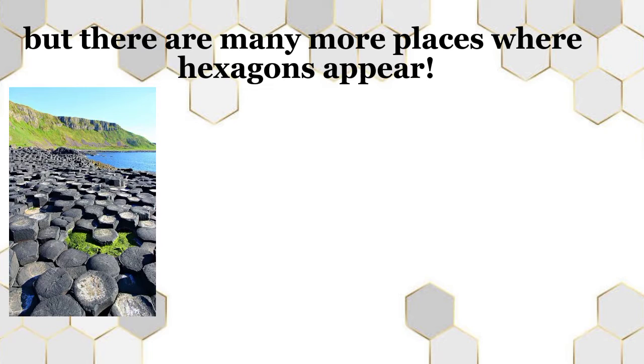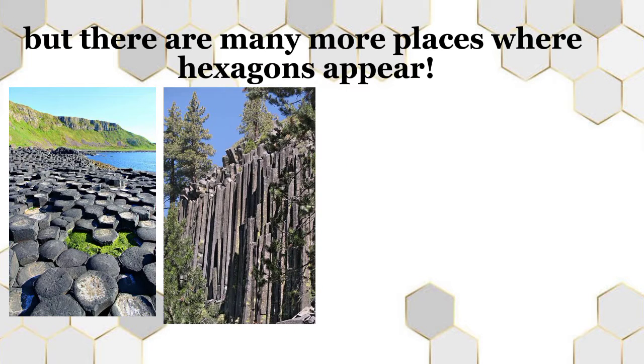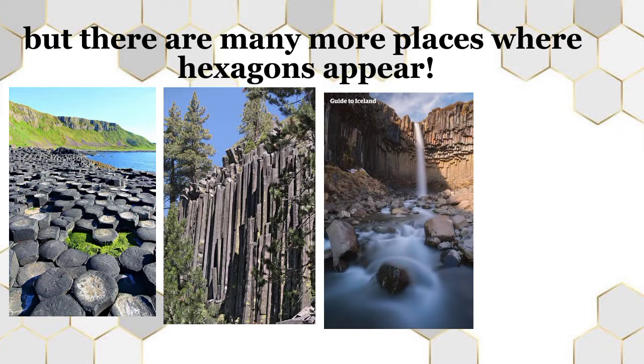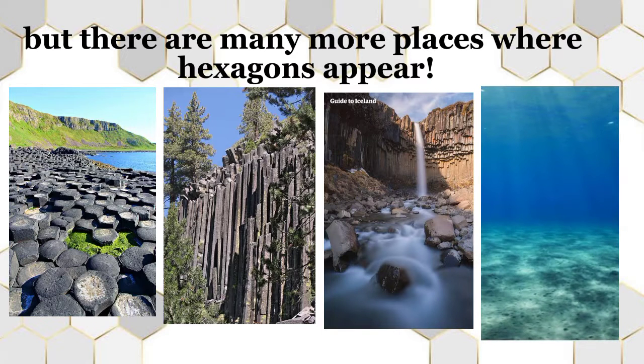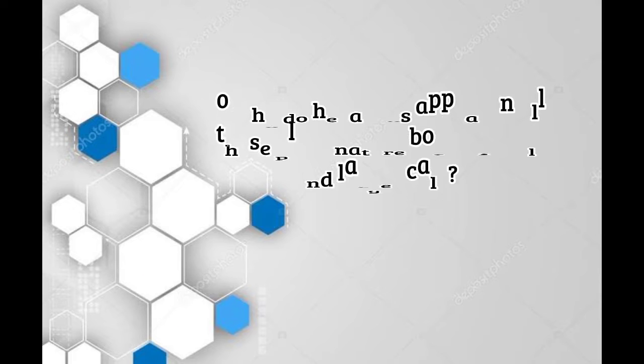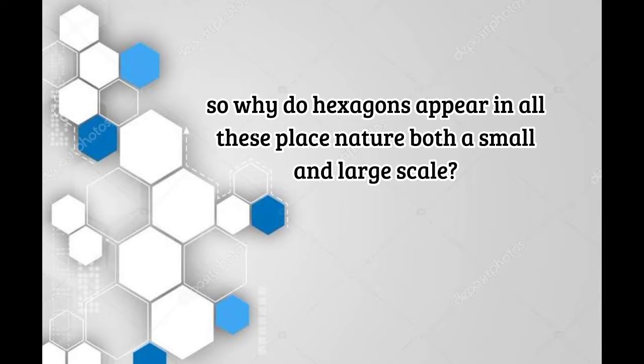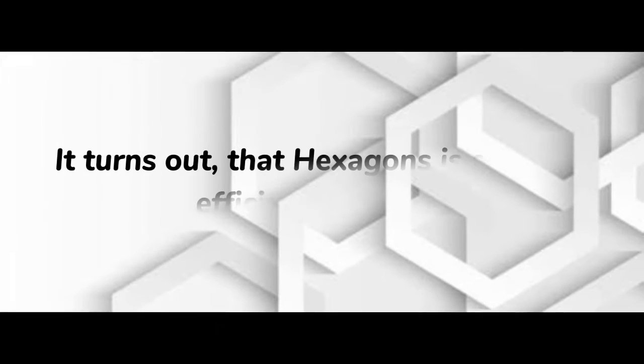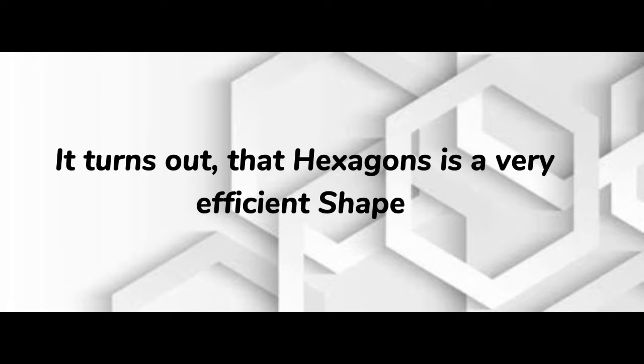Giant's Causeway in Northern Ireland, Devil's Postpile in California, Svartifoss Waterfall in Iceland, and hexagons can even be found deep in the ocean in the structure of marine skeletons. So why do hexagons appear in nature on both a small and a large scale? It turns out that hexagons are a very efficient shape.